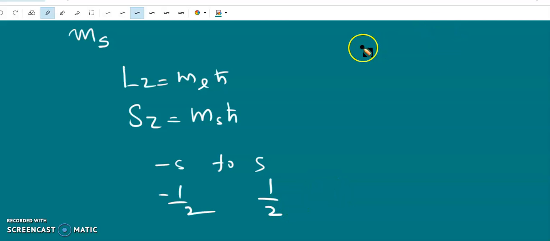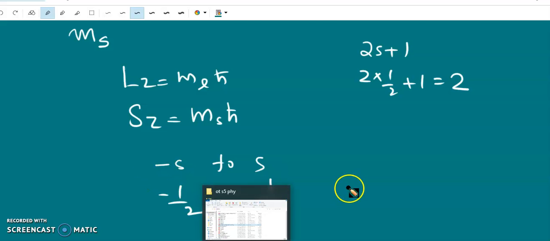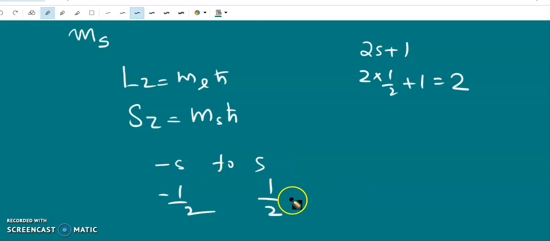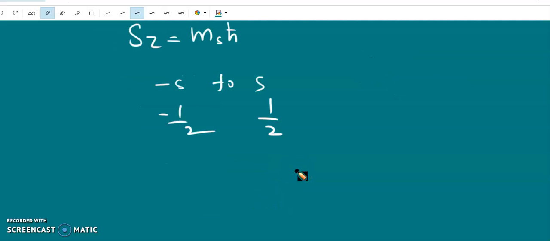So it can have 2s plus 1 values, 2 into half plus 1, that is 2 possible values, that are minus s and plus s, that is, minus half and plus half. So the space quantization is described by the picture.